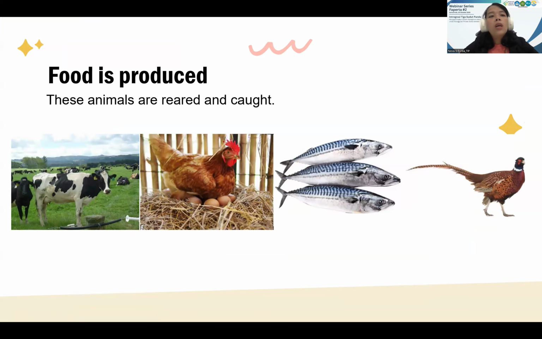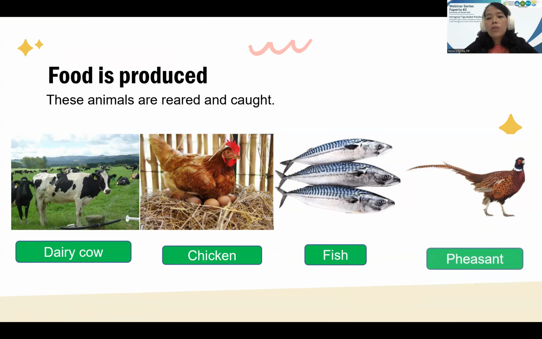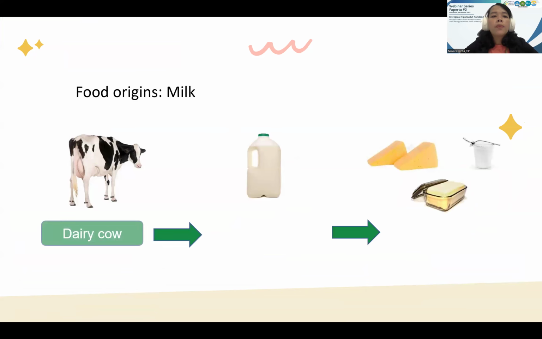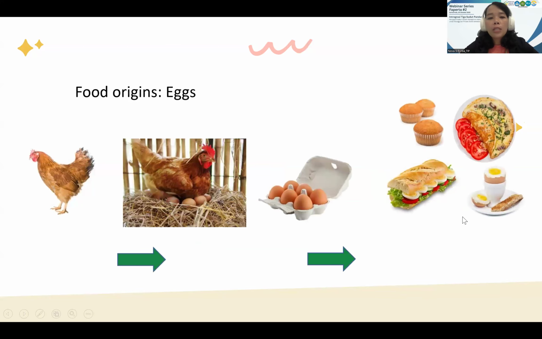These plants are grown, or maybe these tomatoes are grown on the farm. Another one is that food is produced, for example these animals are reared and caught, like this dairy cow, chicken. We need to catch the fish and also pheasants. The food origin of milk, as we know, is from a dairy cow or cattle. We get the milk and then we process it to make cheese, yogurt, or even butter.